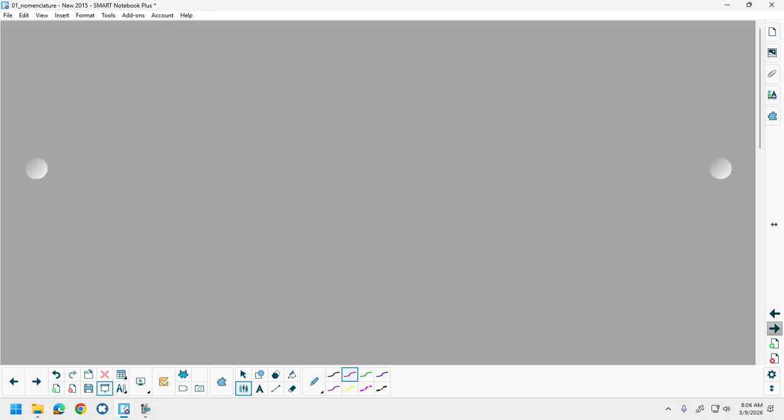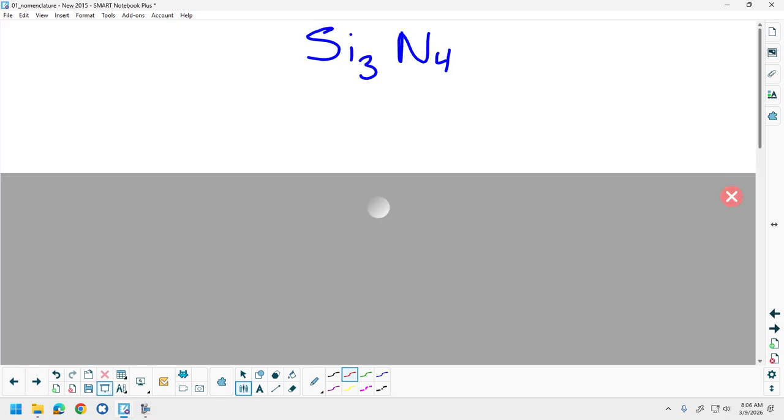Okay, so let's take a look at writing some more names based on the formulas. So here we have Si3N4. So Si is silicon. And there's 3 of them, so it's going to need a prefix, and the prefix for this is tri. So we've got trisilicon. And then the next one here is nitrogen, so it's going to be nitride, but there's 4 of them, so we need the prefix for 4. So this is going to be tetranitride.